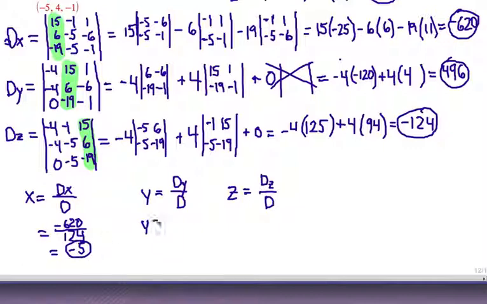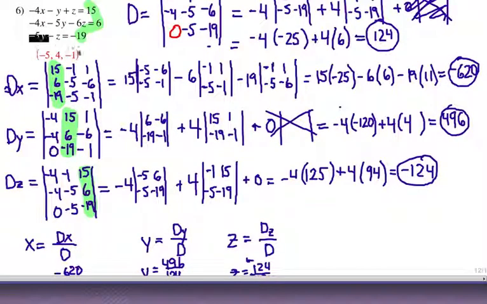Now y is going to be the determinant of the y group, which is 496, divided by 124, which happens to be +4. And z is negative 124 over positive 124. So of course that's going to be a -1 for my final answer. In coordinate form, I'm going to get that answer right there, as you can see.